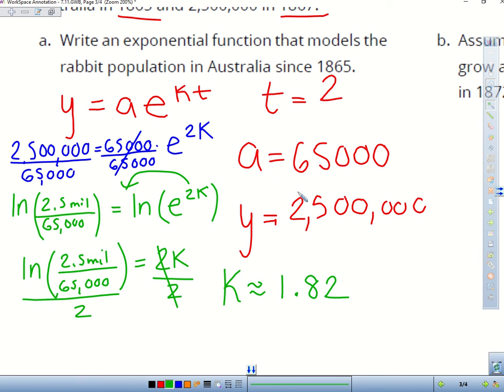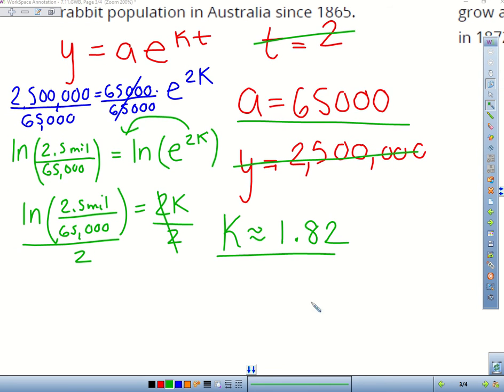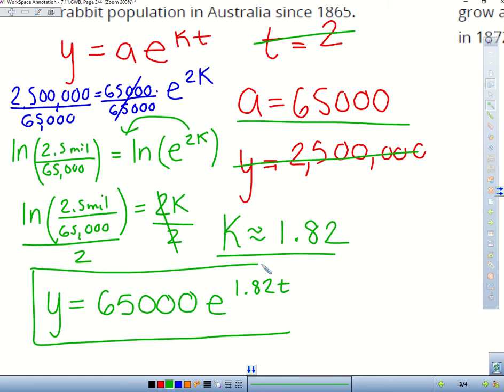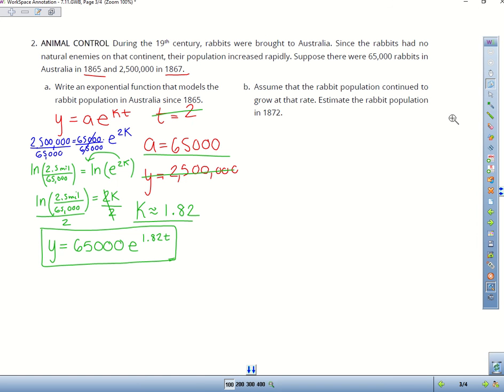So now they want us to write an exponential function that models the rabbit population. So what you then do is you rewrite the equation, but you leave the y and the t out of it. So you only put in the a and the k. Okay. So the formula is going to be y equals 65,000 times e to the power of 1.82 times t. So this is the formula. Now this formula can now be used to model rabbit population at any time period. So I could look 100 years in the future, use this formula to come up with that answer. Okay. So we're most likely going to use that formula right over here in the next problem.